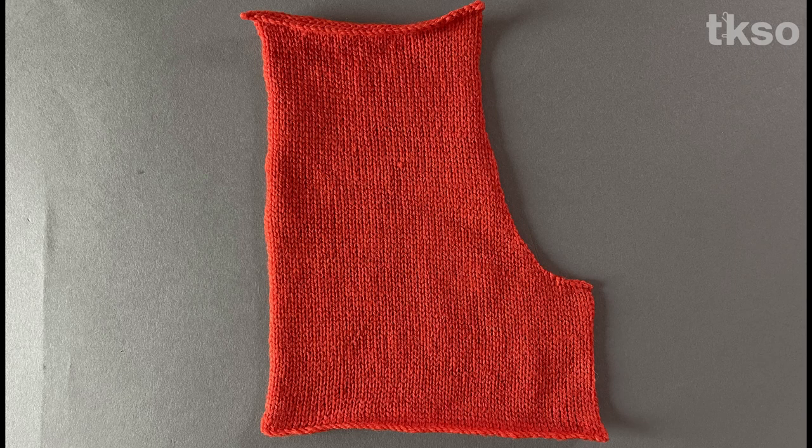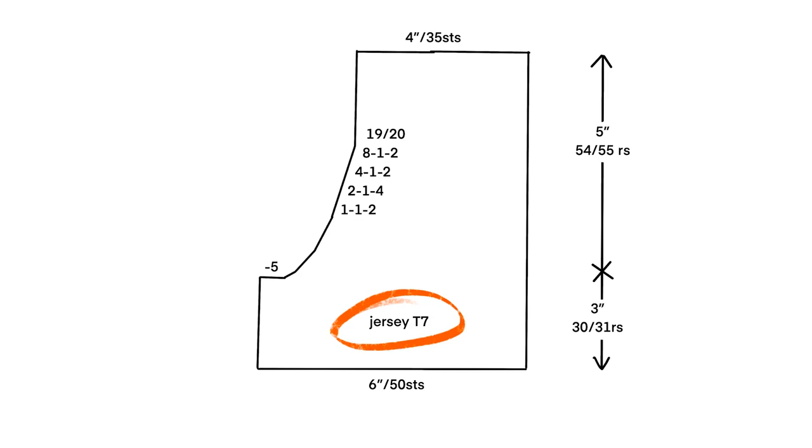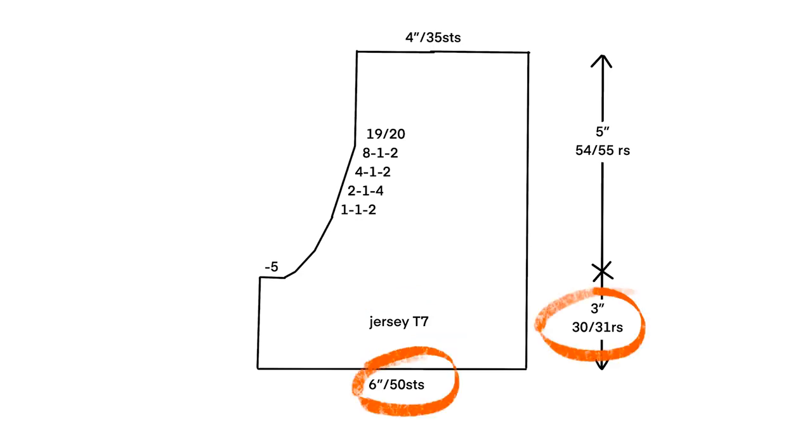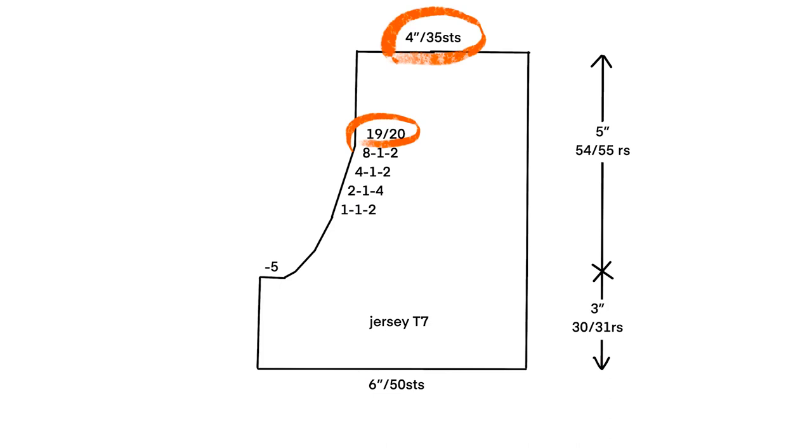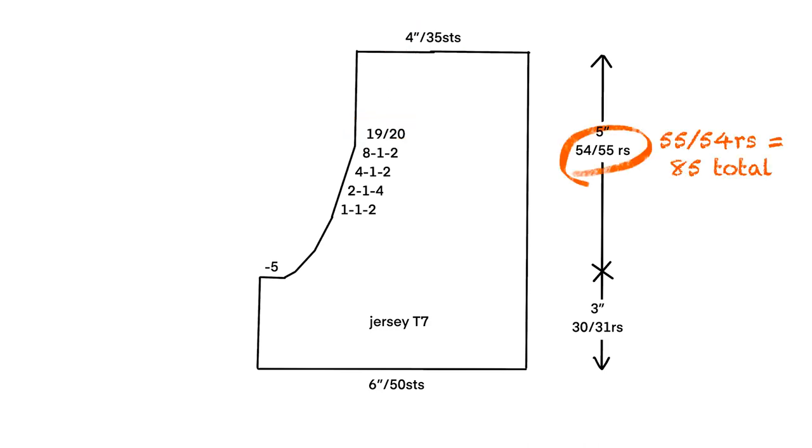Now let's apply the same method to our swatch. The swatch is in jersey, stitch length or tension 7. Cast on 50 stitches. I've put the measurements in inches and then knit 30 or 31 rows. Then bind off 5 on the left-hand side. Knit 1 row, decrease 1 stitch 2 times. Then knit 2 rows, decrease 1 stitch 4 times. Follow the steps up to knit 19 or 20 rows and then bind off the remaining 35 stitches.